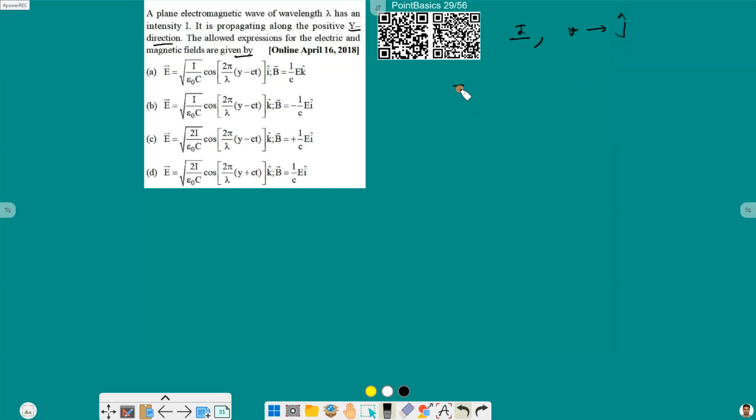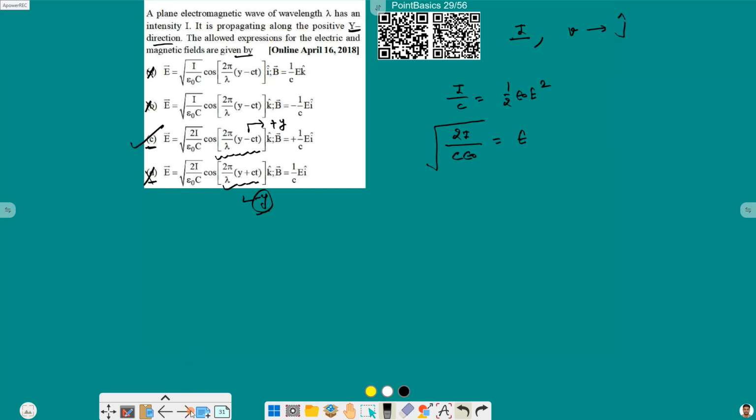Now we know that if intensity is I, then I by C is equal to half epsilon naught E square, and from this we can write that twice of I by C epsilon naught whole under root is equal to E. So this must be the maximum value or amplitude of the electric wave, and if we match it, then it only matches with option C and option D. So A and B are cancelled, and if we look closer into both options, from the expression inside the cos, we can find out that the direction here will be positive y direction, and for this one the direction will be negative y direction, and as mentioned the wave is along positive y direction. So option C will be the right one and D will be wrong here.